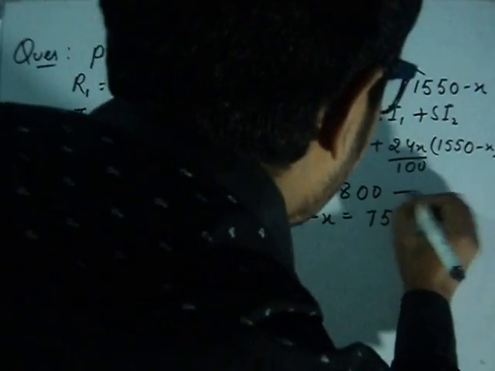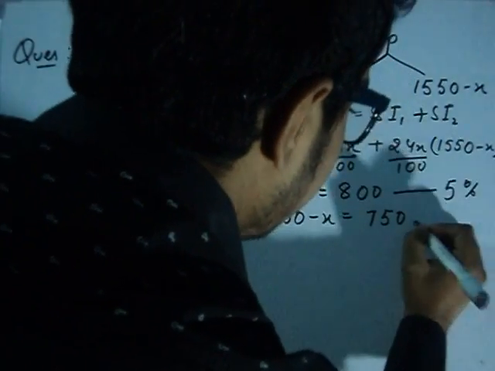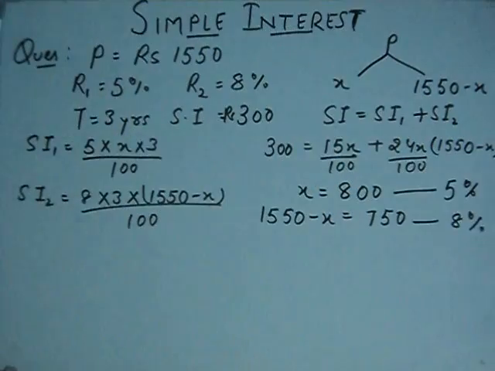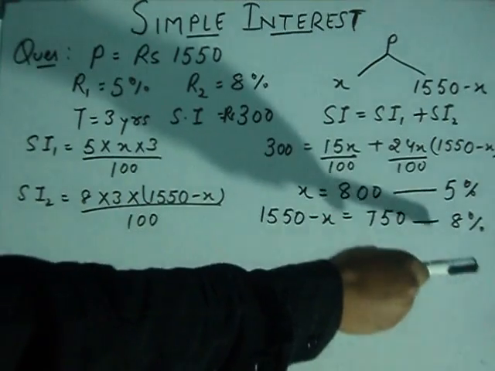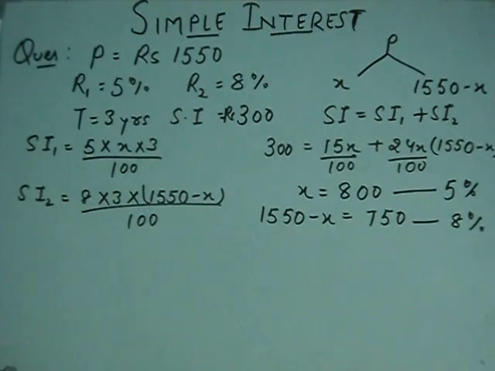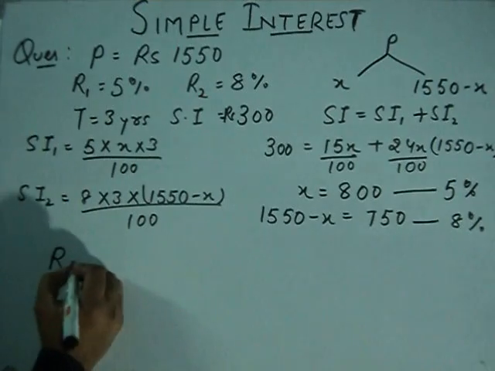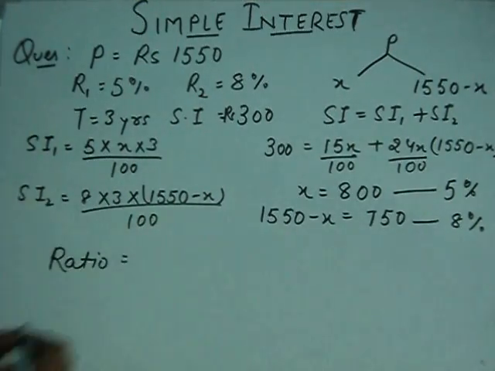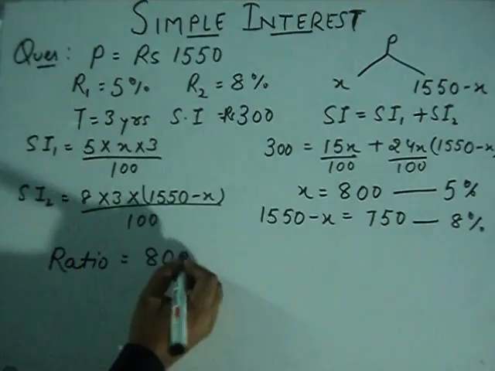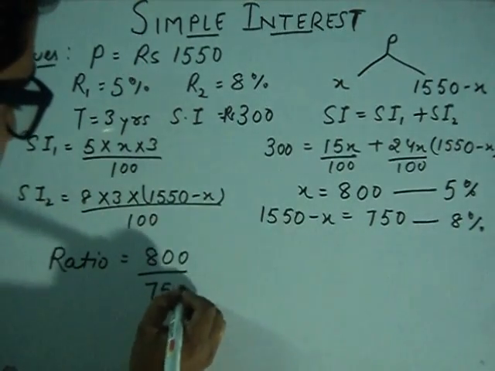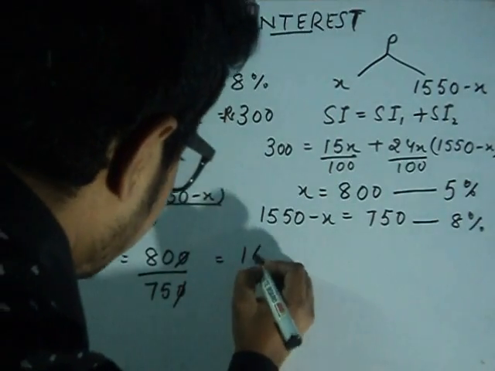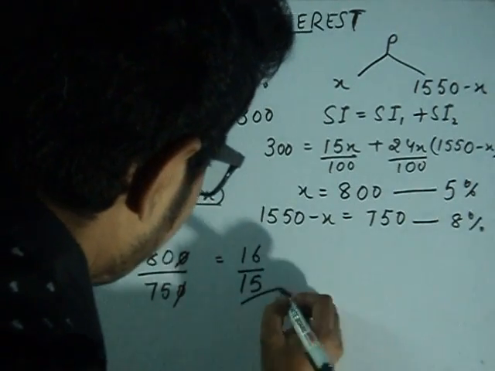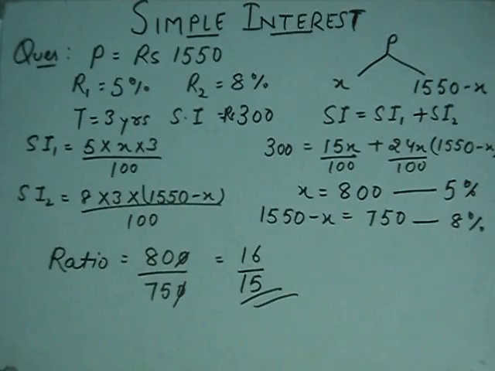This value is at 5% rate of interest and this value is at 8% interest. We have to find the ratio of the money lent at 5% and the money lent at 8%. So our ratio would be 800 divided by 750. So after cancellation we get our ratio as 16 by 15. This is our final answer.